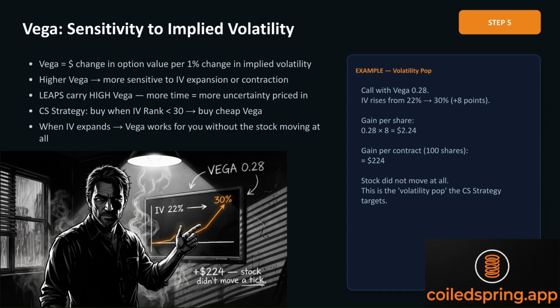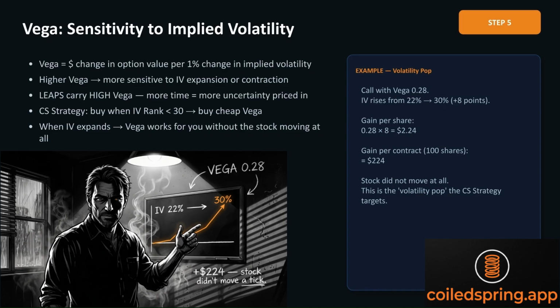Practically speaking, this means when you buy long-dated options and volatility is depressed, you are in a structurally favorable position. You own high Vega at a low price. When the market eventually becomes more uncertain, and it always does at some point, your options benefit significantly. You don't need to be right on timing the stock move. You need the market's perception of risk to increase.